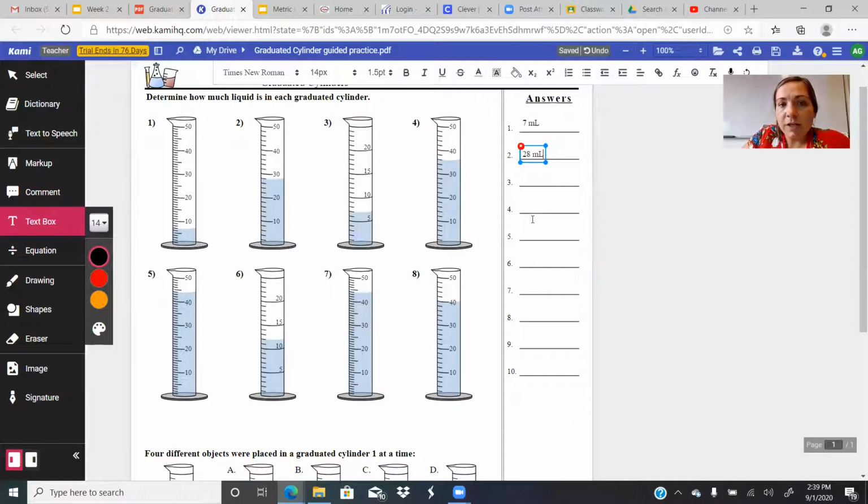I know that's a little tricky. So each one is going to have its own rule. You need to look at the rule before you decide how much it is.